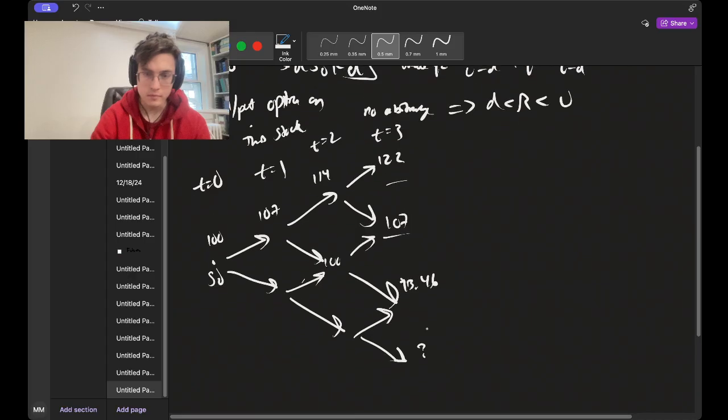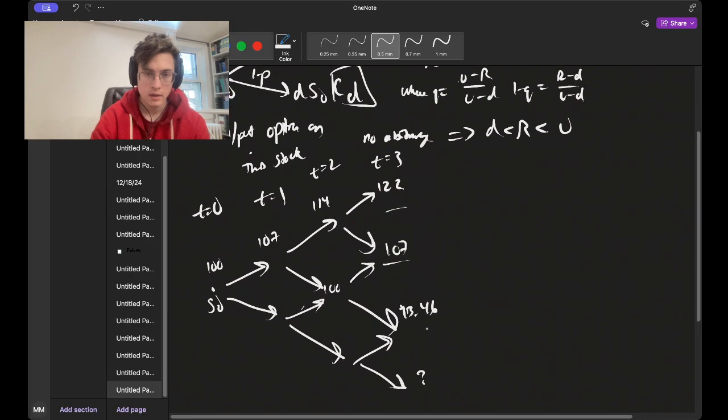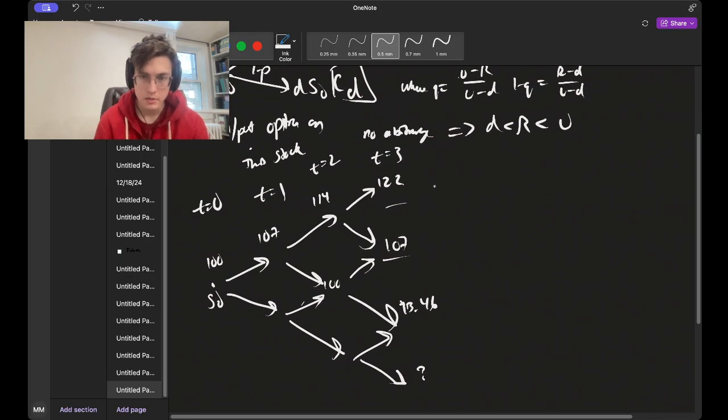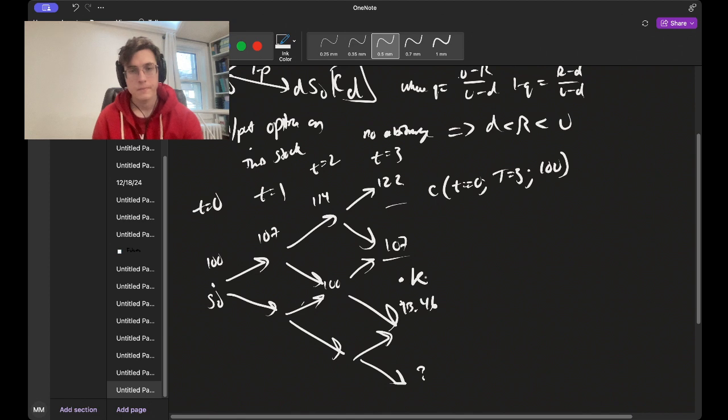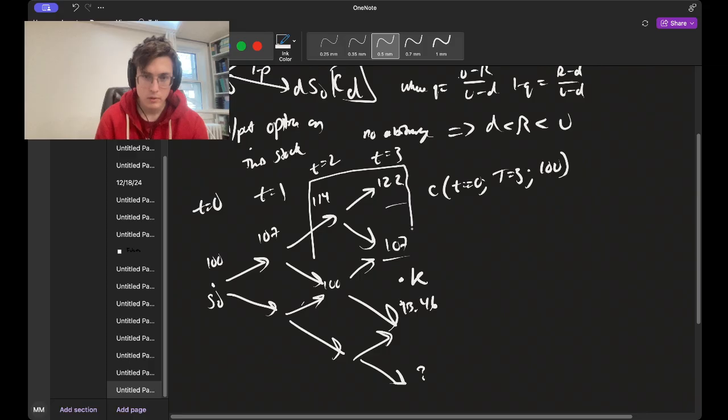Okay. So how do we actually price a call option? So here we have a call option. We buy it at t equals 0. It expires at t equals 3 and has a strike price 100, let's say. So right here, this is the strike price. Okay, so we're going to basically treat each of these as a single period binomial model and work backwards.